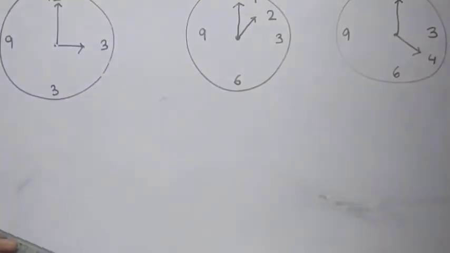Okay. Now here what will I measure? I will measure the distance, or the gap, between this 3 and 12. So starting from 0, 10, 20, 30, 40, 50, 60, 70, 80, 90. So here I am getting the angle between these two is 90.